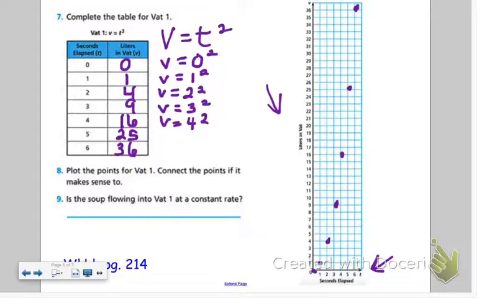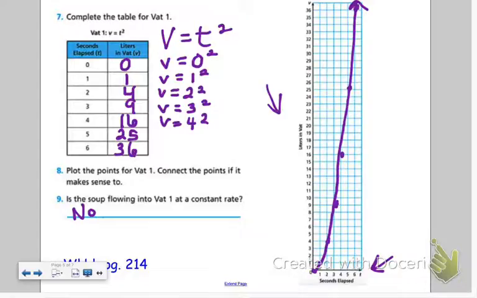So let's see. Connect the points if it makes sense to. Yeah, I think we could connect the points, but if you notice, it looks like we have a little bit of a curve to it. Do you notice that? It's not a completely straight line. There's a curve going on there. So is the soup flowing into vat 1 at a constant rate? In this case, no, it isn't.